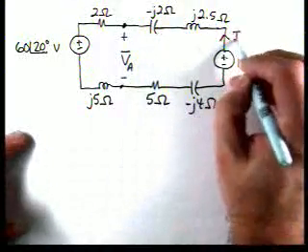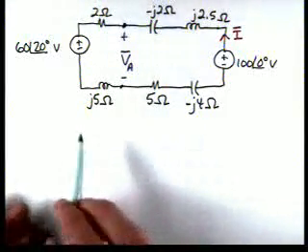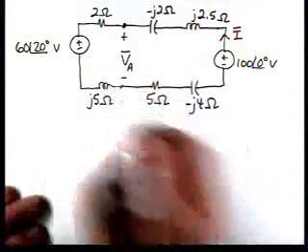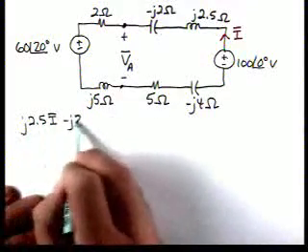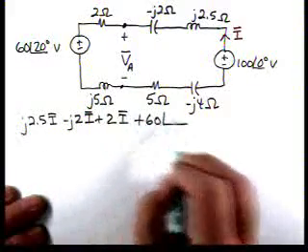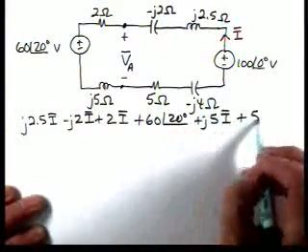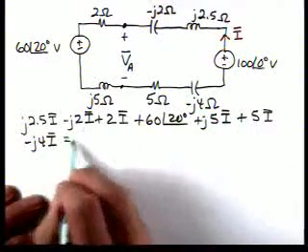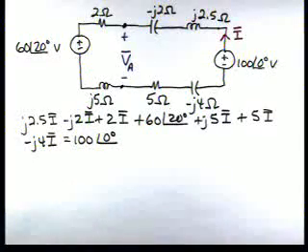So I'm going to define a current I, and I'm going to calculate that current I. If we apply KVL around this circuit counterclockwise, we'd have j 2.5 times I minus j 2 times I plus 2I plus 60 at an angle of 20 plus j 5 times I plus 5 times I minus j 4 times I is equal to 100 at an angle of 0. So that's applying KVL.